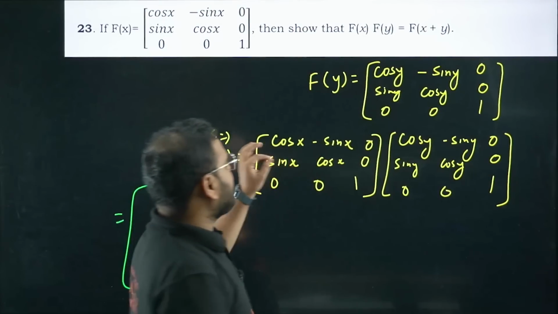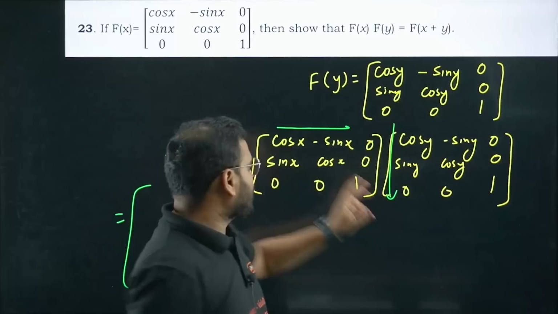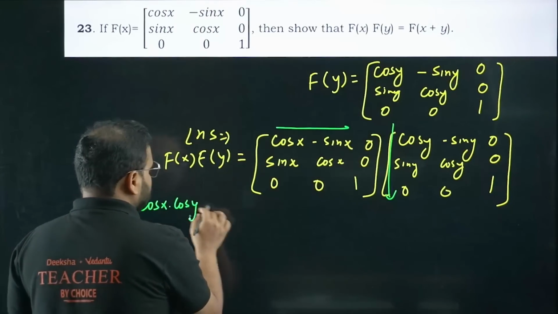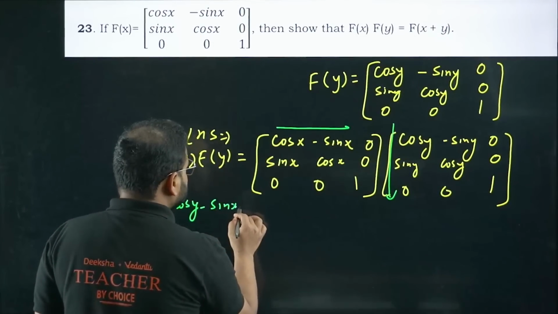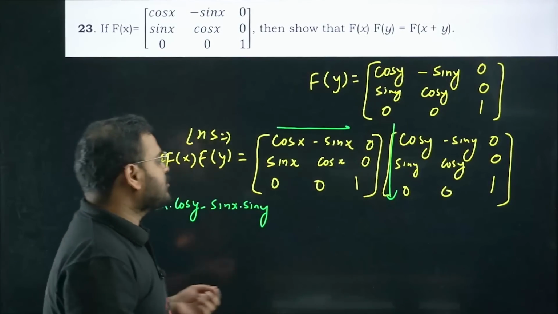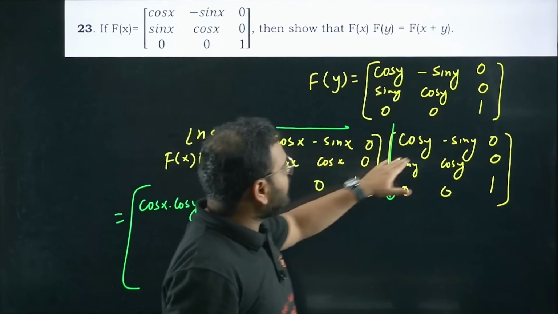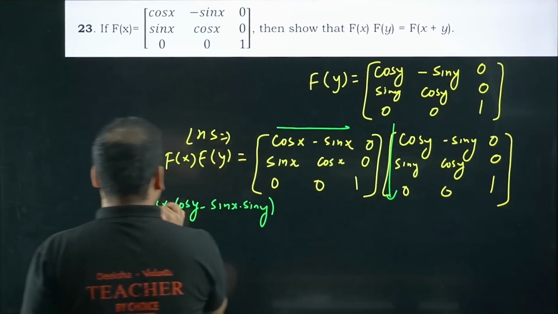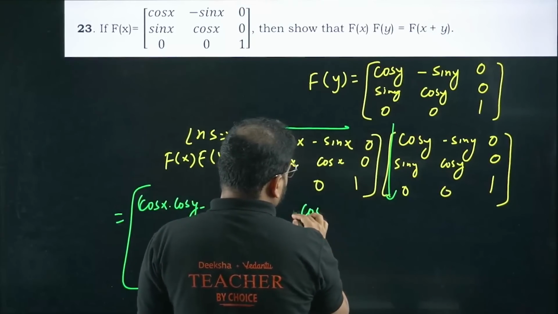Please check. I'll multiply this row with the first column. Cos x into cos y, so cos x cos y will be one element. What is the next? Minus sin x into sin y, so simply minus sin x sin y. The third product is 0 into 0, you don't have to write that. So this is the first element. The second element will be same row, second column. Cos x into minus sin y will be minus cos x sin y.